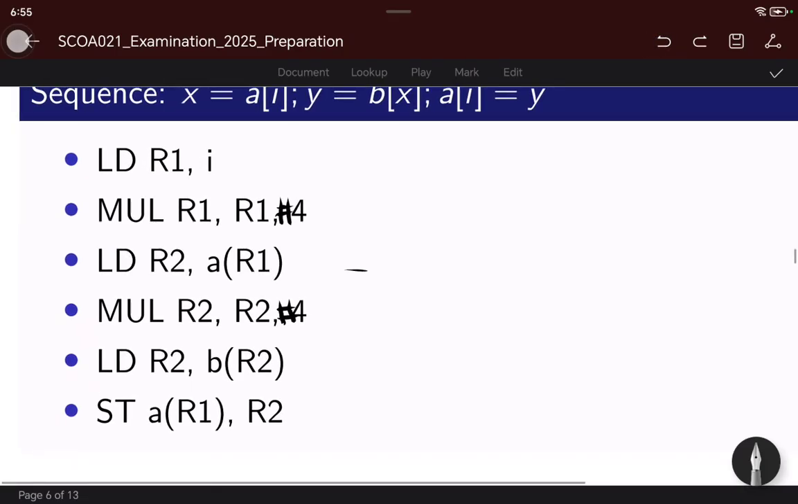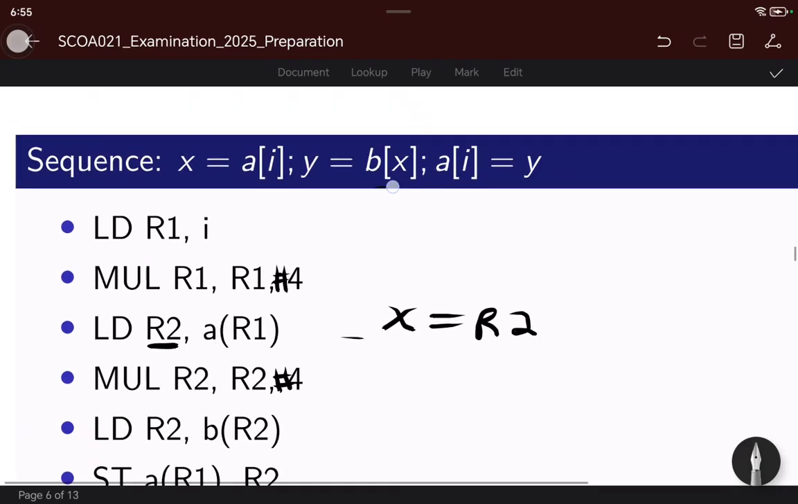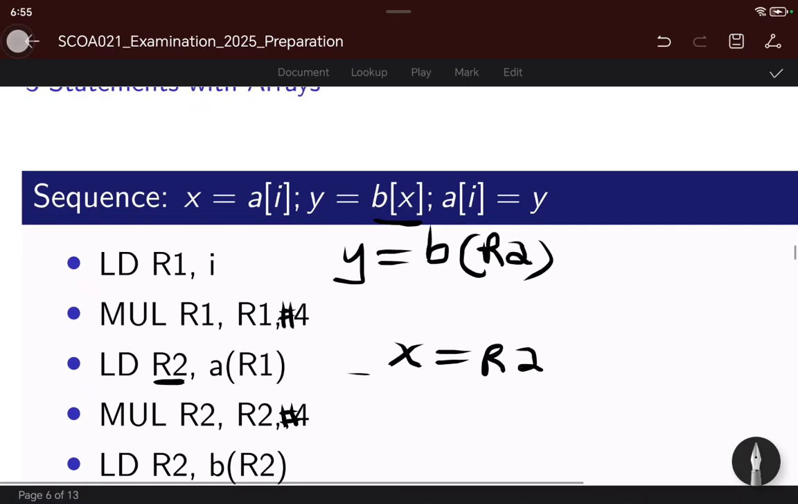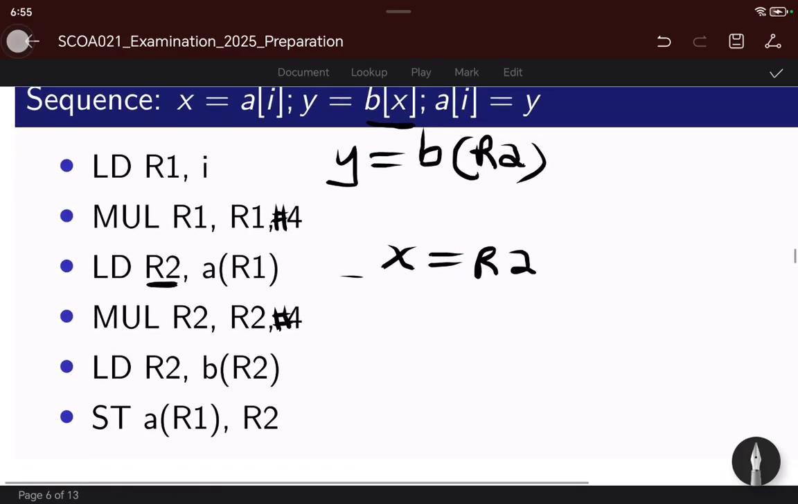And X is what? Let's see, what is X here? X is R2. X is also R2. So it means that now, Y is equal to B R2, because X is R2. So it means that now I must load this into a register. Is that right?